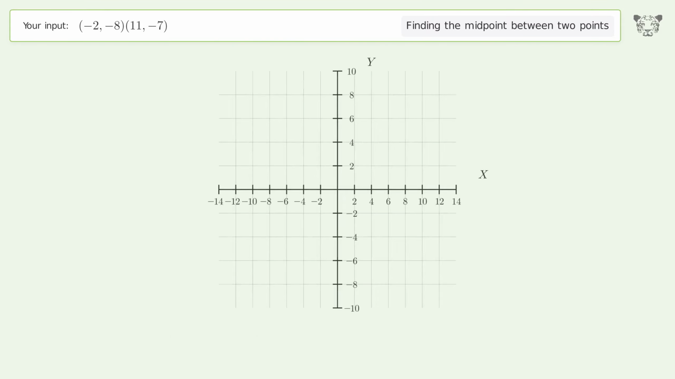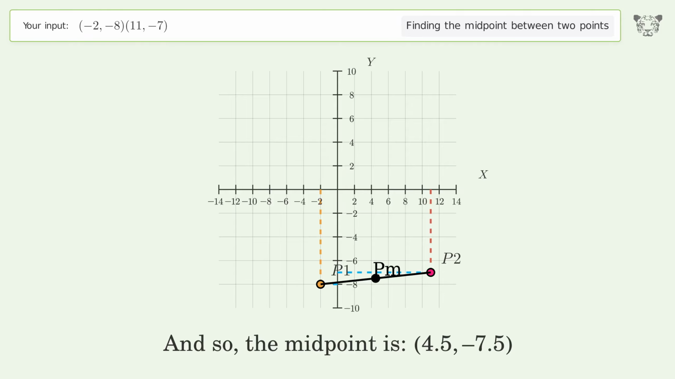And so, the midpoint is 4.5, negative 7.5.